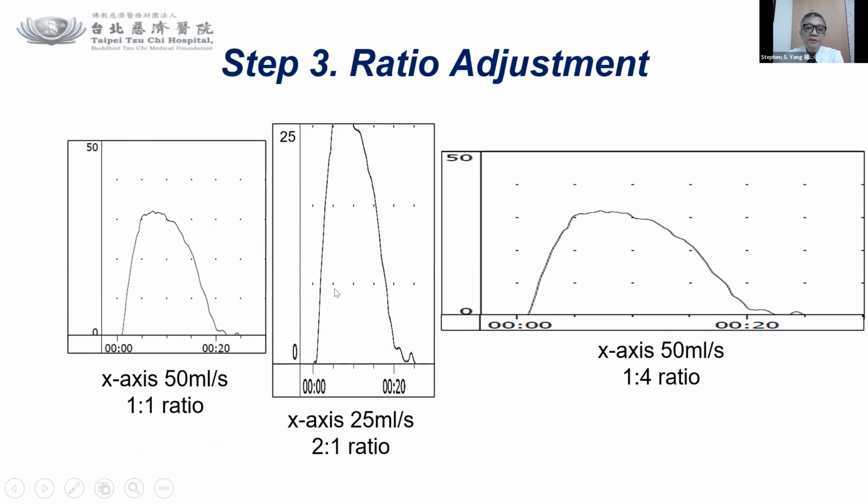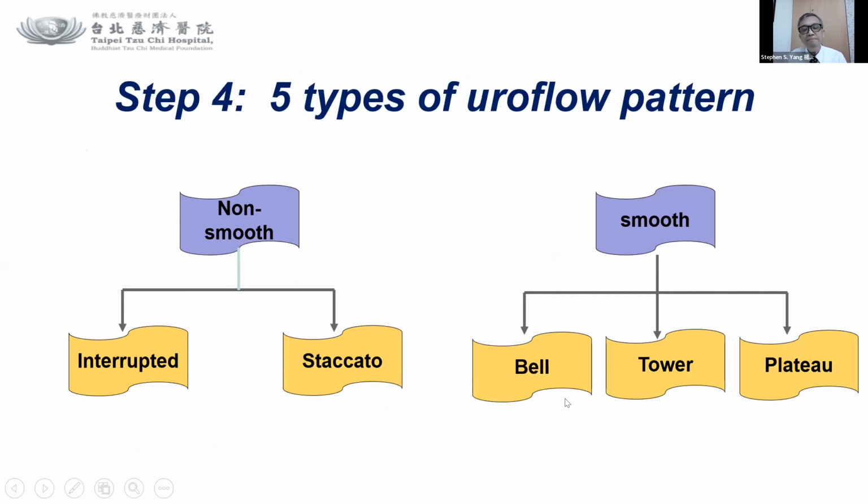This is bell, tower, and plateau, but actually they are the same curve. This is 1-to-1 ratio, 2-to-1 ratio, and 1-to-4 ratio. 1-to-1 ratio means 1 ml per second versus 1 second. You have to adjust your report so that you can interpret the flow pattern correctly. Step 4 is to classify them into non-smooth and smooth curve.